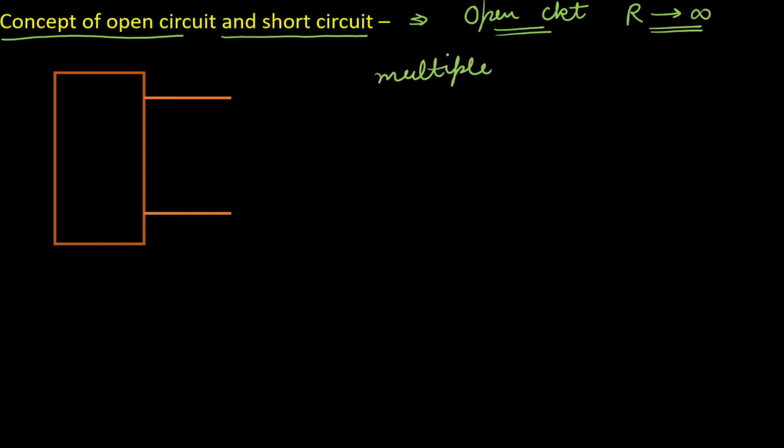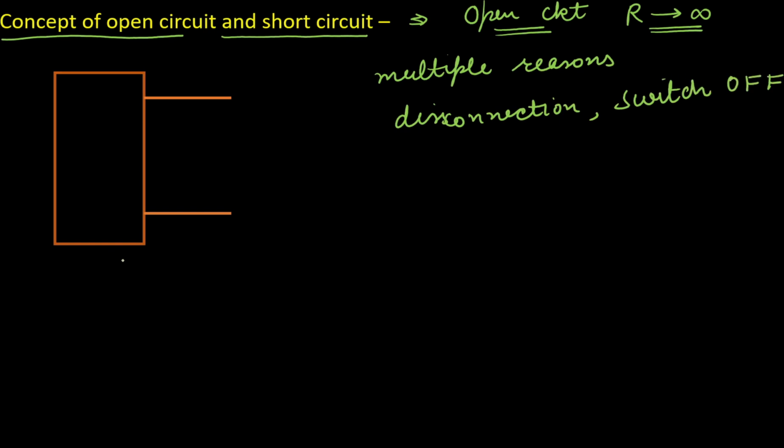For example, disconnection of that particular element, or when the switch is turned off. When the switch is off, at that particular time, the resistance of that particular circuit element approaches infinity.